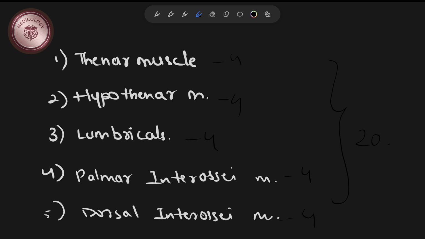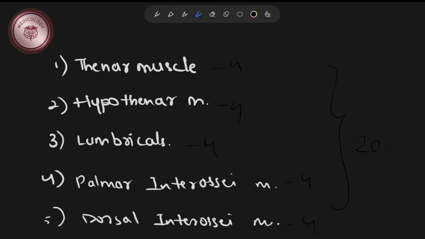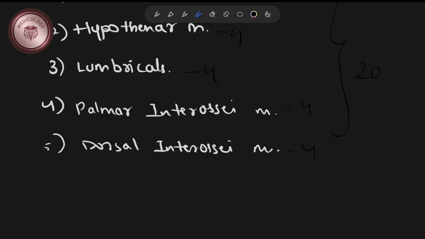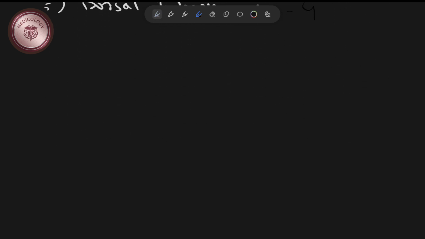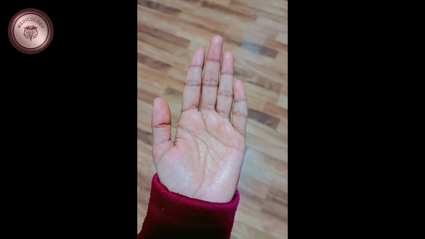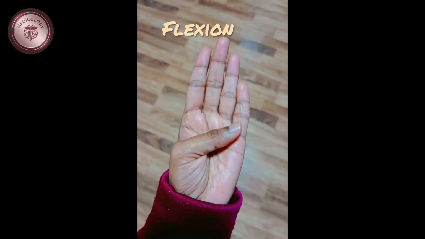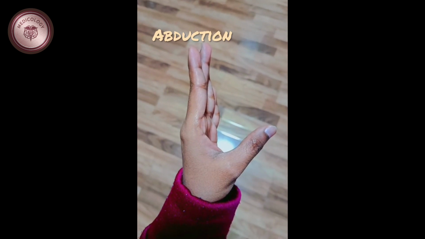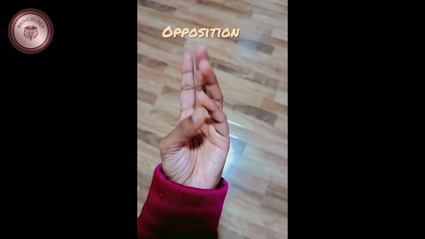Okay, let's do the thenar muscles first. I will show you one video. What are the functions of the hand? What functions can be performed by the thumb? For the functions of the muscles of the hand: flexion, extension, change of plane, this is abduction, adduction, opposition.